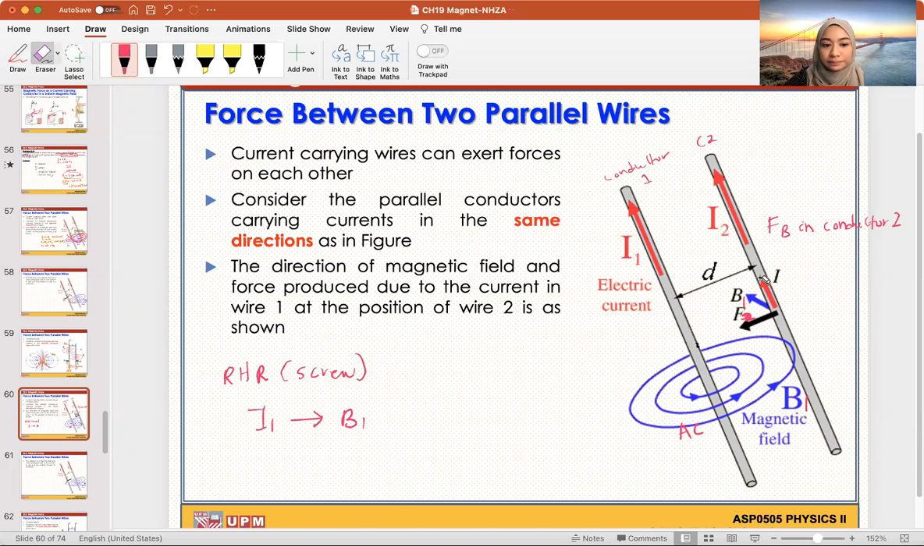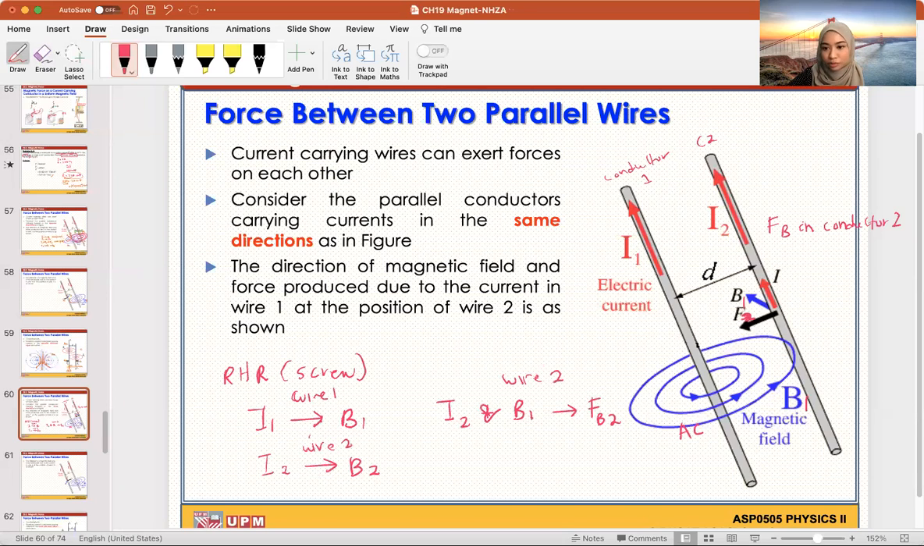Okay, so next one. Okay, so next one is conductor number 2. We want to find out what is our B number 2. So from I number 2, we get our B number 2. Sekejap, saya lupa nak lukis conclusion kepada benda Allah ni. Do I2 plus B1, I should say N, gets us FB number 2. Force on conductor number 2. This is wire number 1, wire number 2. Okay, so this is wire number 2.